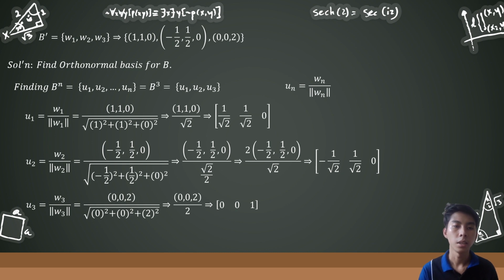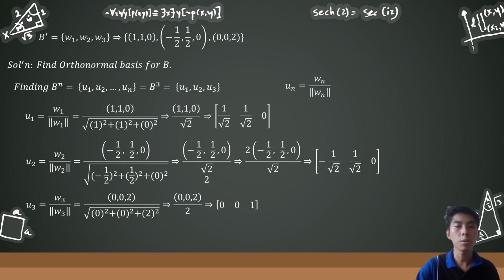Then we have vector 0, 0, 2 over 2. The element of our u sub 3 is 0, 0, and 1, since 0 over 2 is 0, 0 over 2 is 0, and 2 over 2 is 1. That is why u sub 3 has the vector 0, 0, 1.